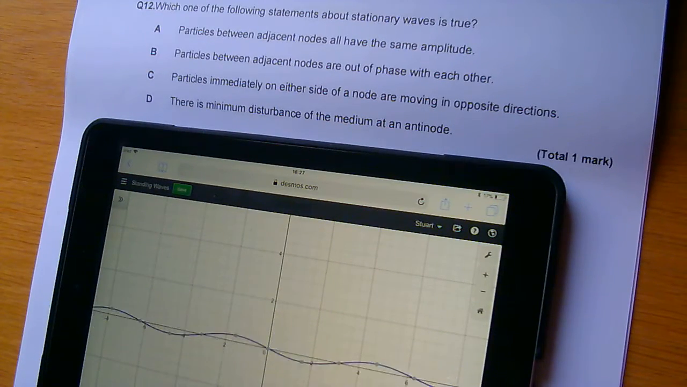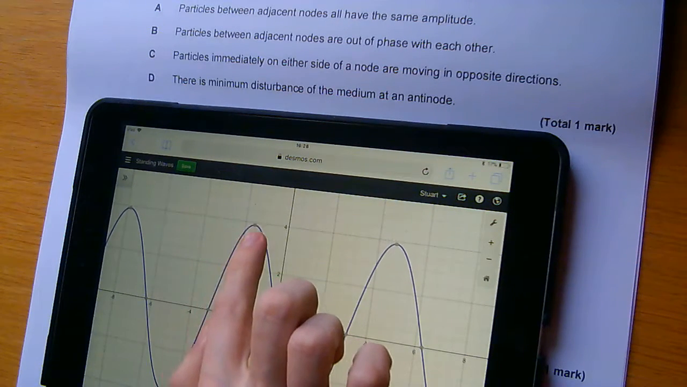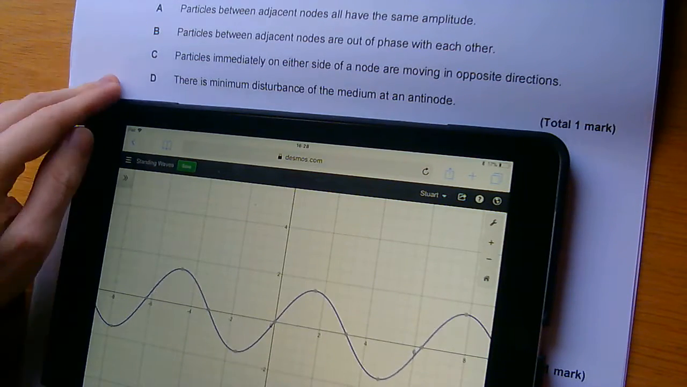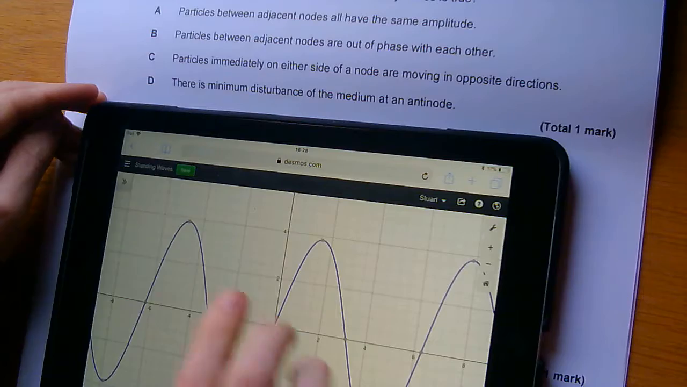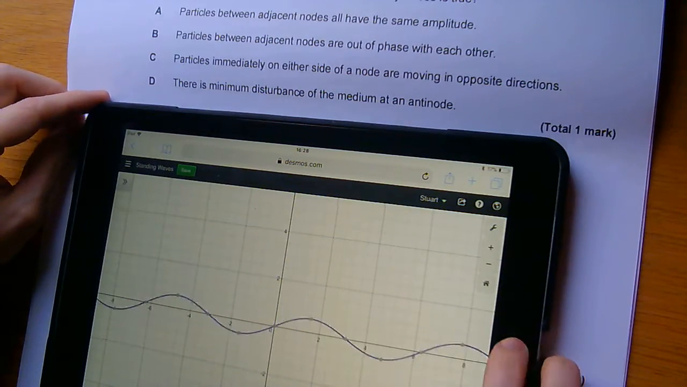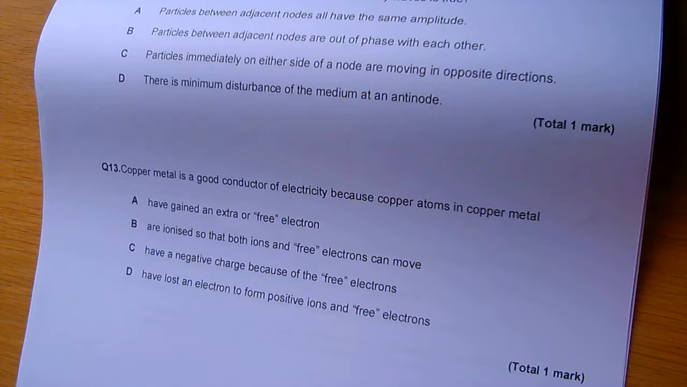Just for the sake of completeness, there's minimum disturbance of the medium at an antinode. Well, if you know what an antinode is, that can't be true, because an antinode is basically defined as this point here where we've got maximum disturbance. So it's going to be maximum disturbance rather than minimum disturbance. It can't be D. We already proved it was C anyway.